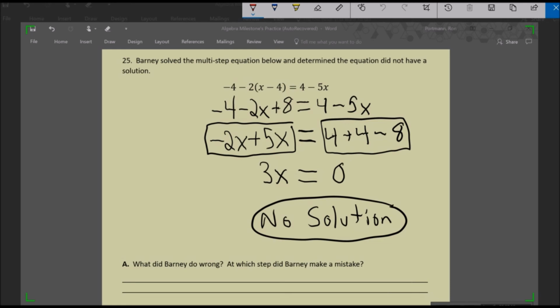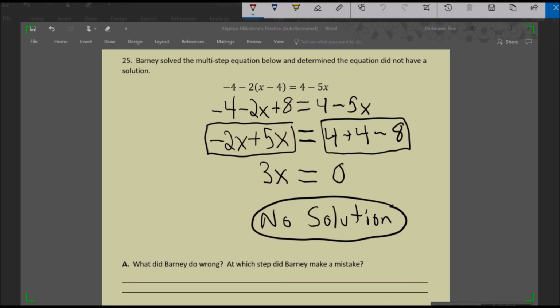One method you could do here, or one way you could go about answering this, is you could write the equation down and just solve it like you always would, and then see what step he did wrong. I think that's what they're asking you to do here. We can look, what did Barney do wrong?